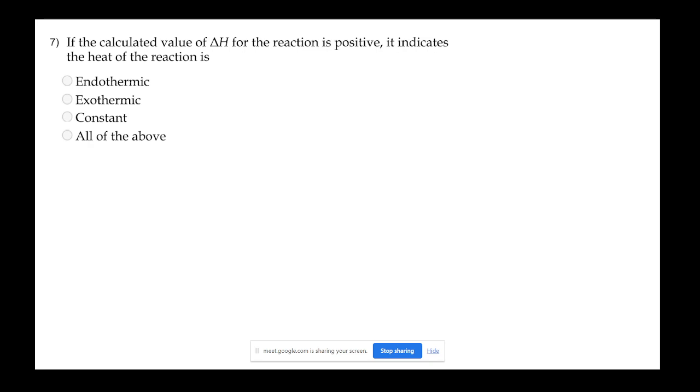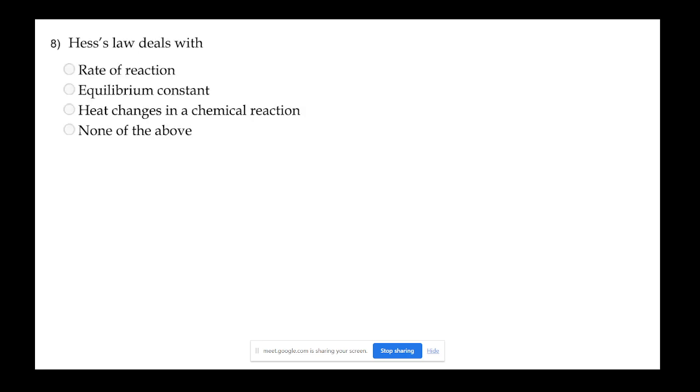Now moving forward, if the calculated value of delta H for the reaction is positive, it indicates that the reaction is obviously endothermic. I have discussed this definition many times in this lecture. So if delta H is positive, then it is an endothermic reaction.